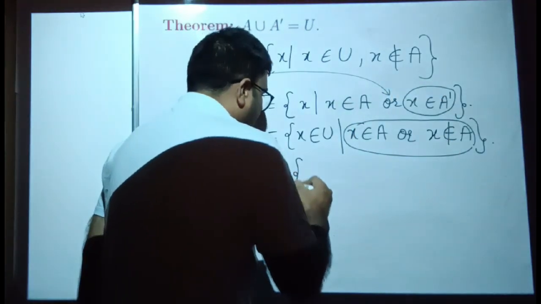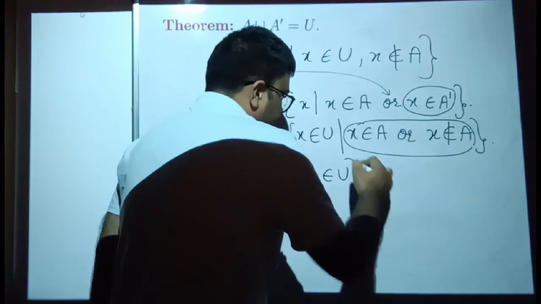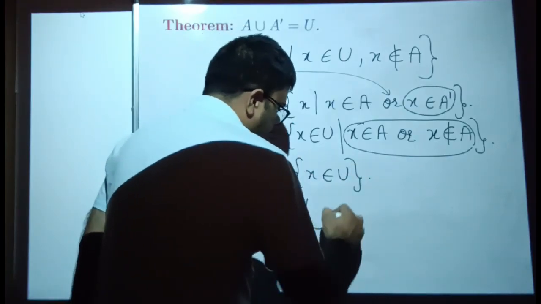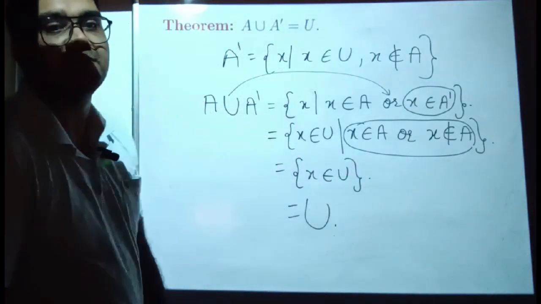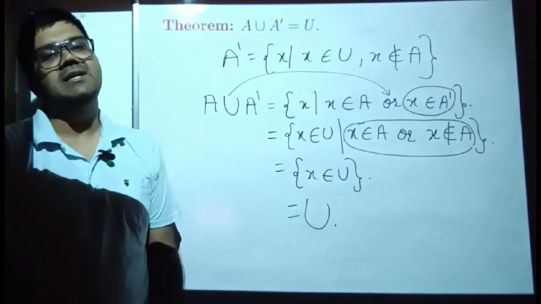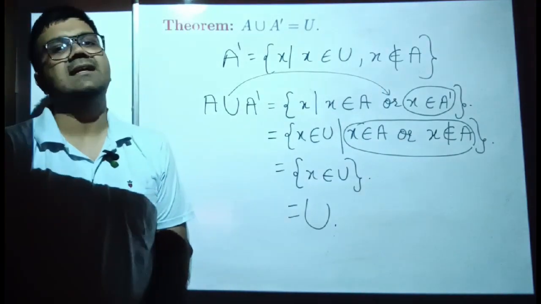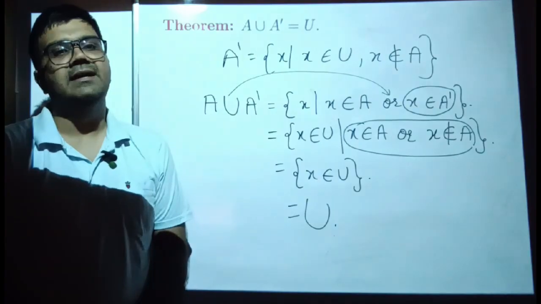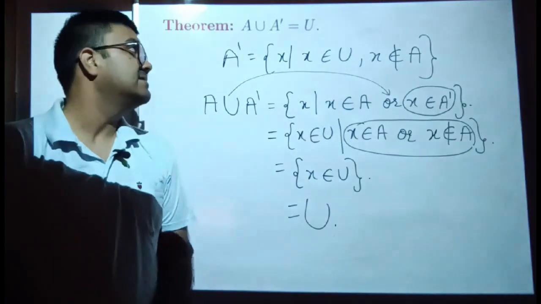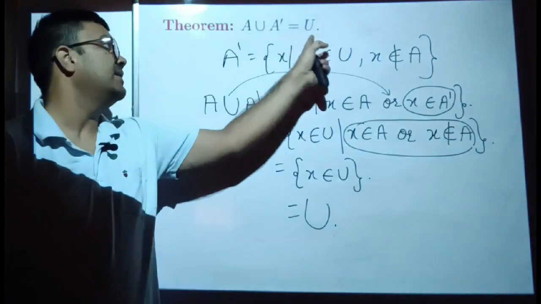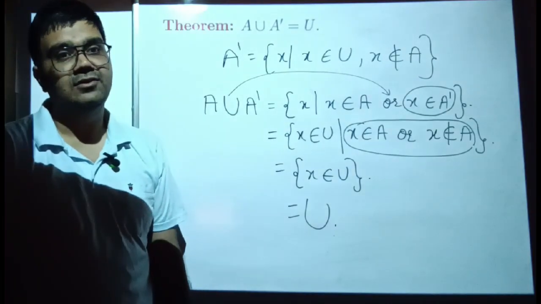So what we are left with over here is x belongs to U. It means we are left only with the universal set. It means that the union of a set and its complement is always the universal set. A union A complement is the universal set U.